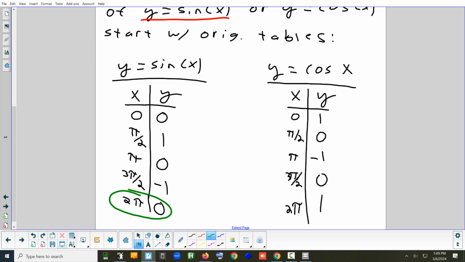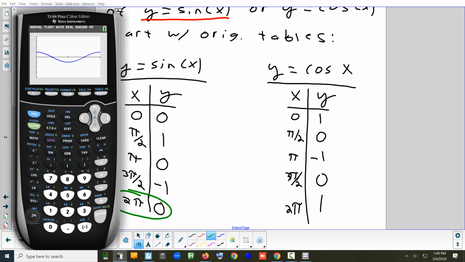So if you're doing a problem about sine, use the table on the left. Cosine, table on the right. Any questions on the 2 tables? If I graph sine and cosine together, and you wanted to describe the difference as a transformation, what's the difference between sine and cosine?